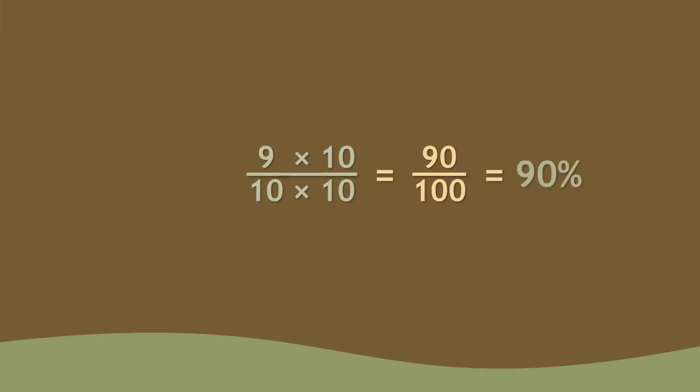Good job. Okay, so very easily you should know that in order to turn 10 into 100, we need to multiply it by 10. And so 10 times 10, and then we have to do the same to the top, so we're going to do 9 times 10. That gives us 90 over 100. And 90 over 100, written as a percent, is 90%.